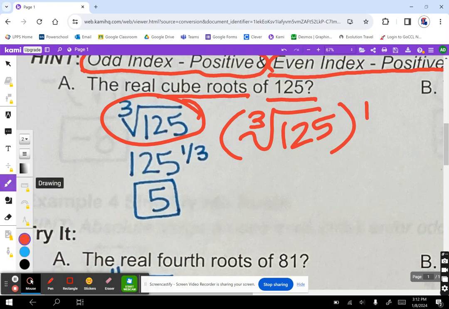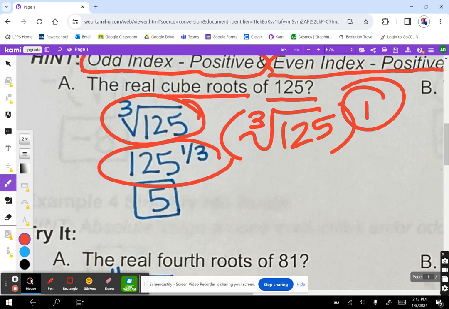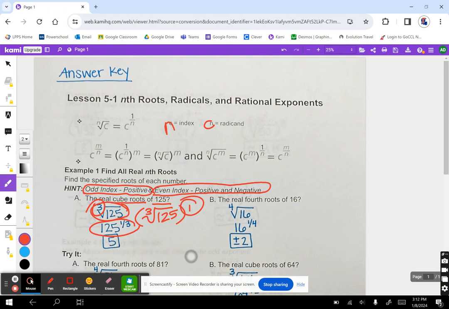Well, to write as an exponent, that's like here. 125, your radicand, raised with the exponent of 1 over 3, because this is an understood 1 exponent out here with a 3 index. Your index is always your denominator. That comes from right here. If you look at this section right here, this is the form where our n is 3, our c is 125, our m is 1. We're going to write it as C raised to the M, where M is 1, over N, where N is 3.